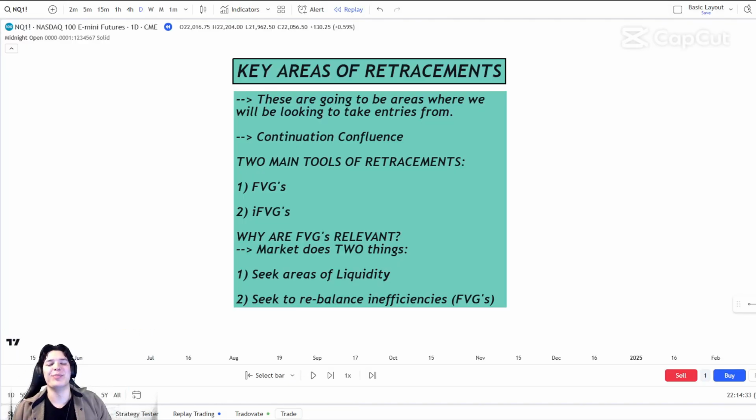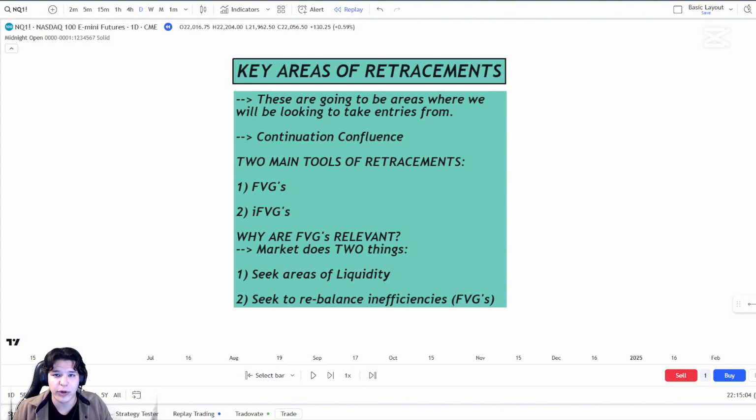What is good, everybody? Welcome back to another LTM crash course module. Today we have module number 6, and it is going to be the last technical concept that we are going to be covering for this crash course. Today we're going to be discussing key areas of retracement. Now let's first dive into what are key areas of retracement.